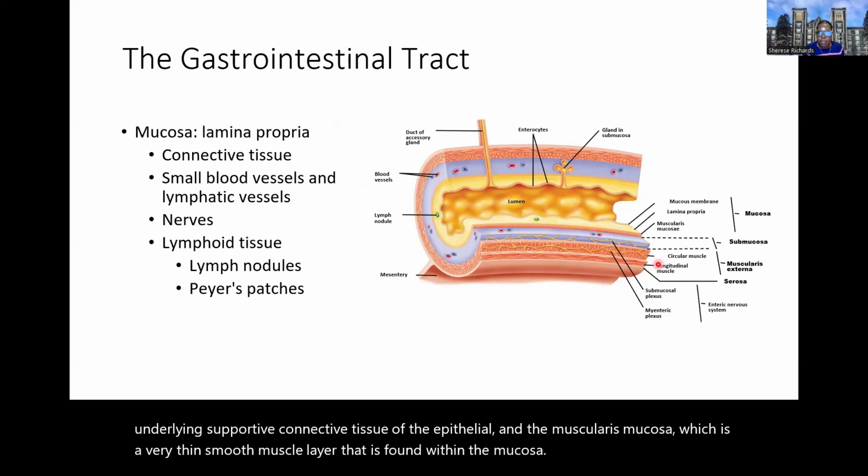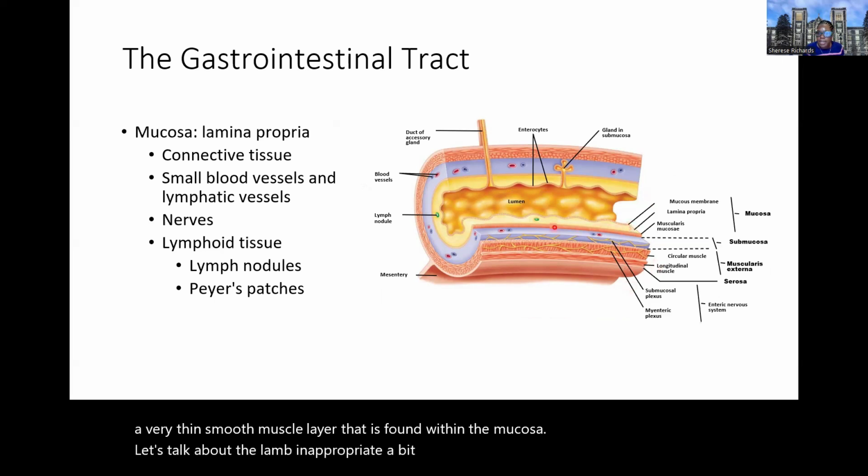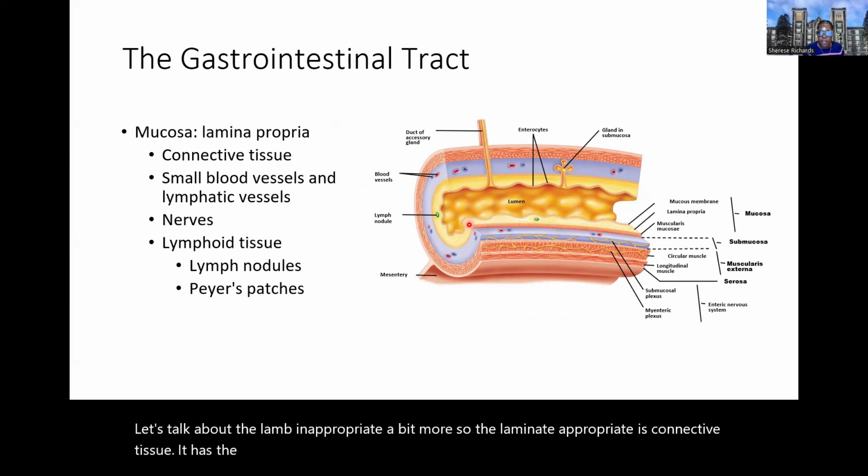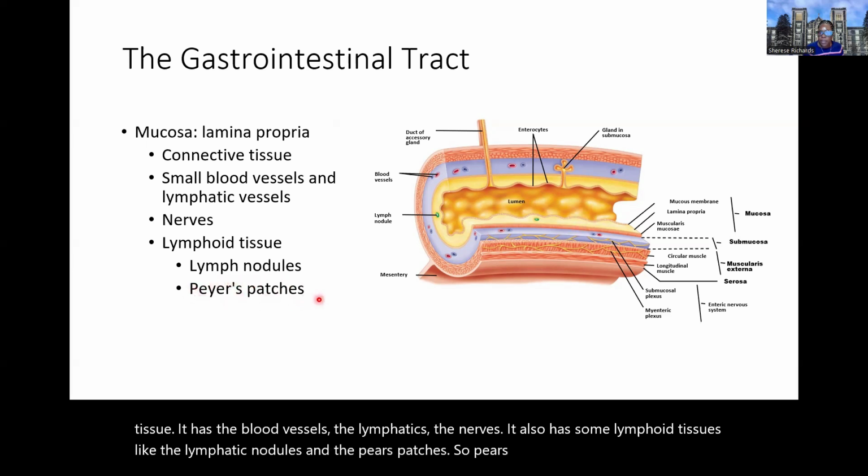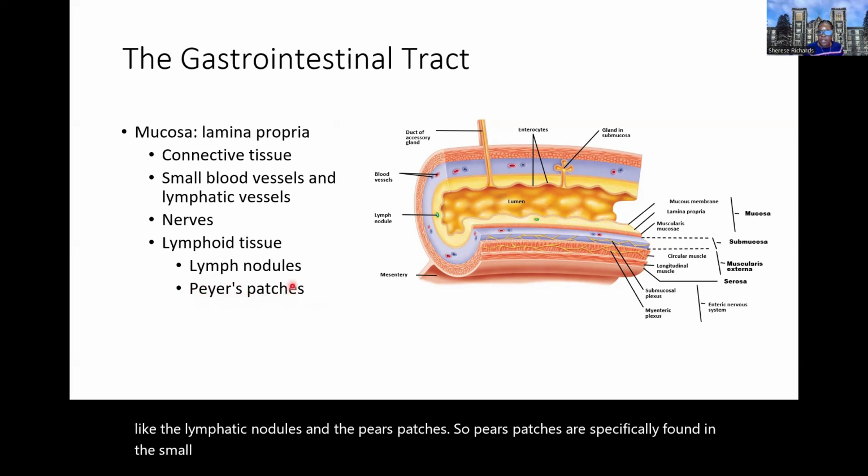Let's talk about the lamina propria a bit more. So the lamina propria is connective tissue. It has the blood vessels, the lymphatics, the nerves. It also has some lymphoid tissues like the lymphatic nodules and the Peyer's patches. So Peyer's patches are specifically found in the small intestines. But these lymphatic nodules are playing a role that is similar to the tonsils.